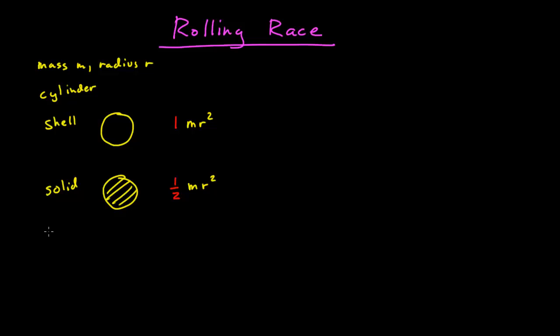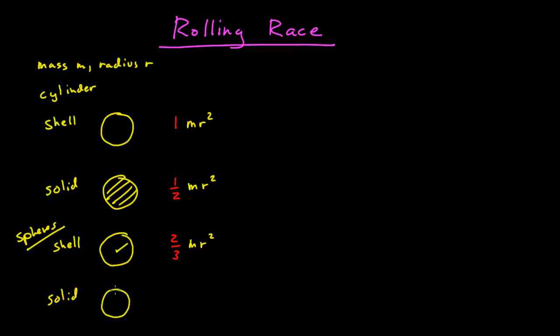So now if we go to our spheres, we can have a spherical shell, and the spherical shell has a moment of inertia of 2/3 times the mass times the radius of the sphere squared. And then with a solid sphere, we have a moment of inertia of 2/5 times the mass times the radius squared.